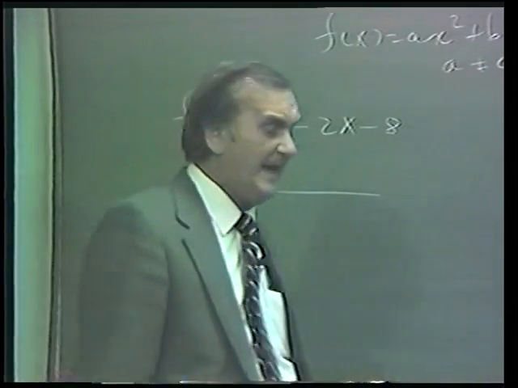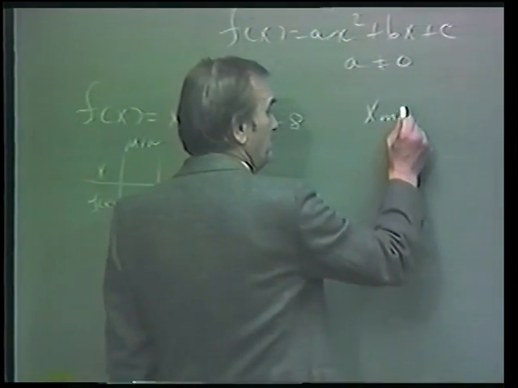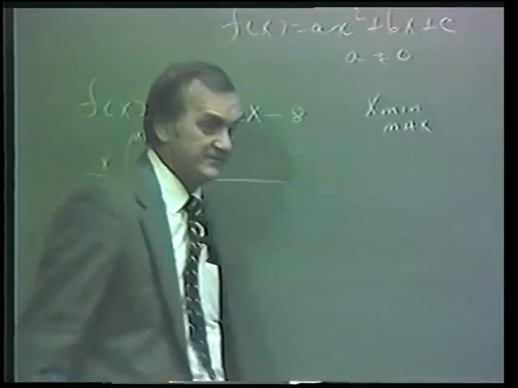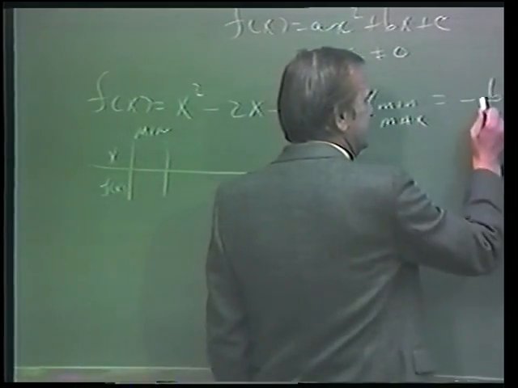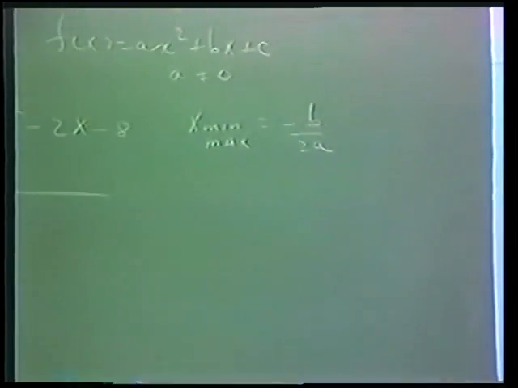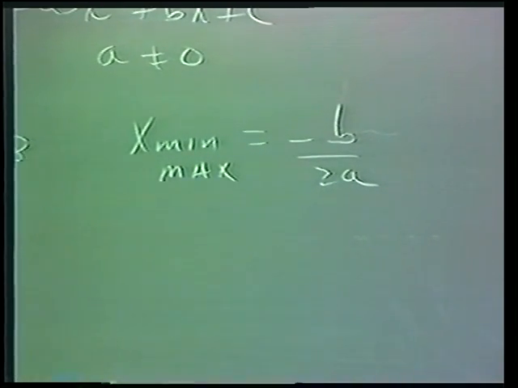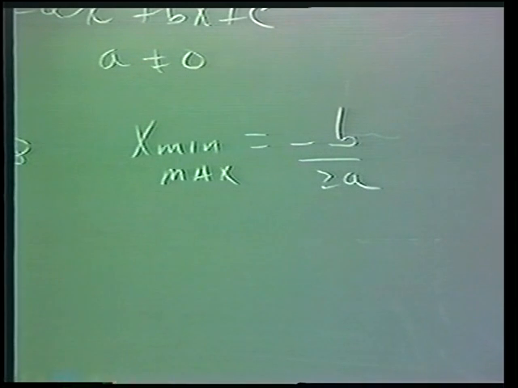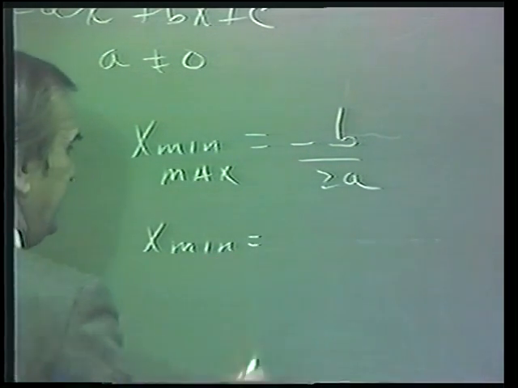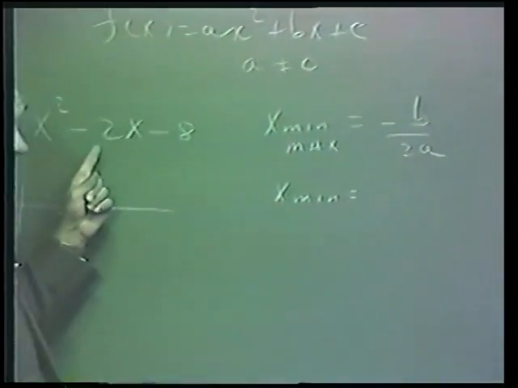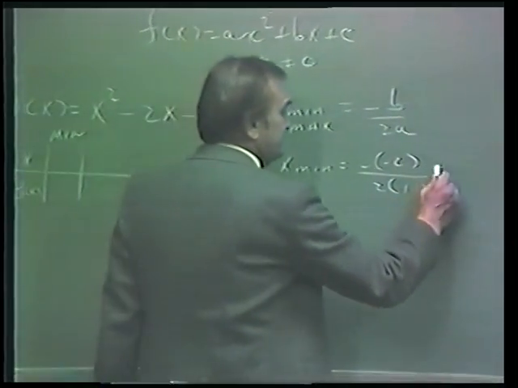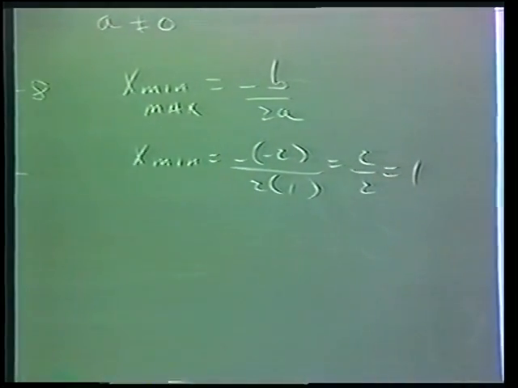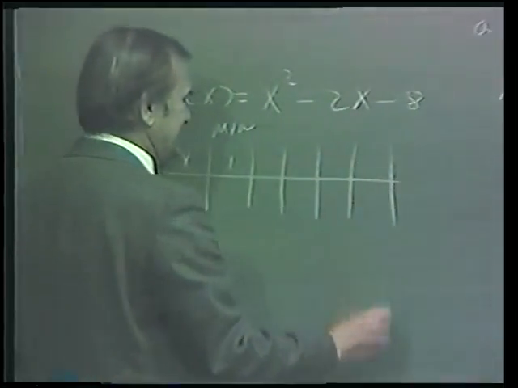Now, to determine the x value of the minimum point or the maximum point, makes no difference. The x value of this critical point, the vertex, the minimum maximum, is always negative b over 2a. Remember, these are the same a, b's, and c's you had when you had the quadratic formula. So the x value of the minimum of this problem would equal a negative b. Well, b is a negative 2. So a negative negative 2 over 2 times a, which is 1. So what you come out with is 2 over 2, which is 1. So the x value of the minimum point is 1.